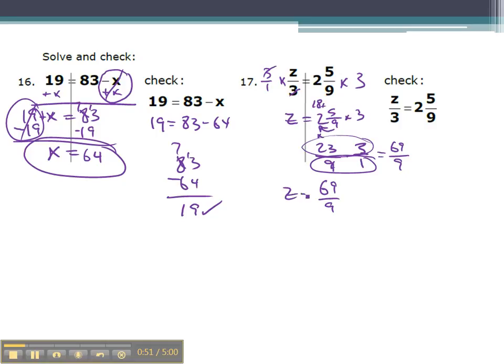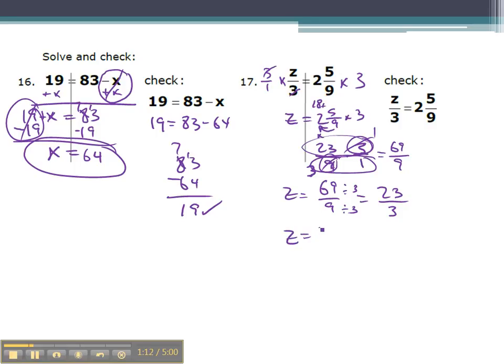We can simplify that by dividing by 3. And some of you may have wanted to do that before we multiplied, and that would have been okay too. But I wanted to do it the hard way to show you that you'll still get the same answer. 69 divided by 3 is 23. 9 divided by 3 is 3.